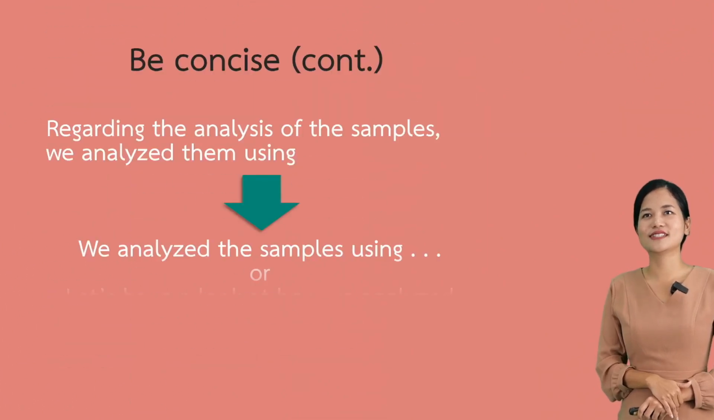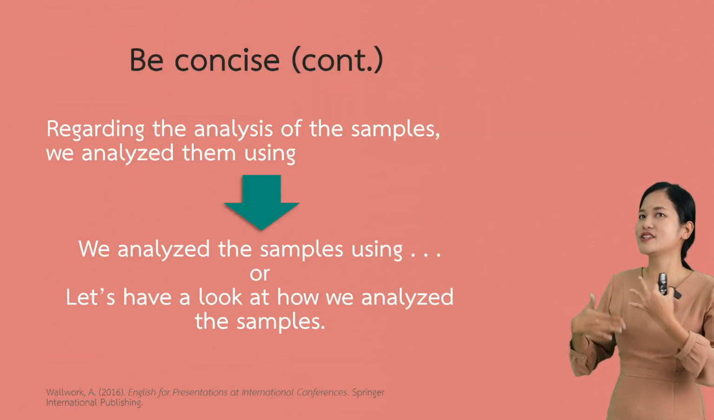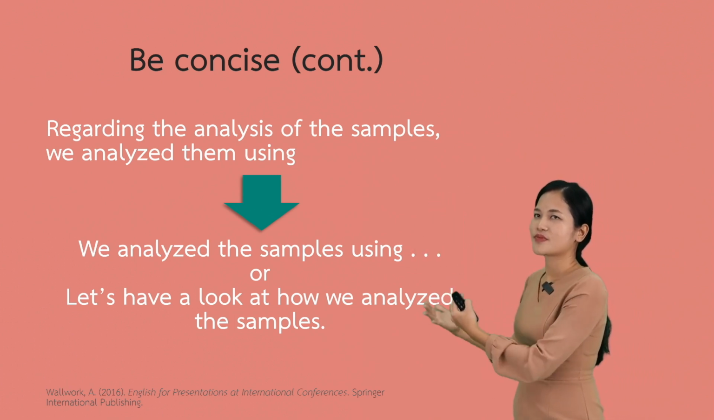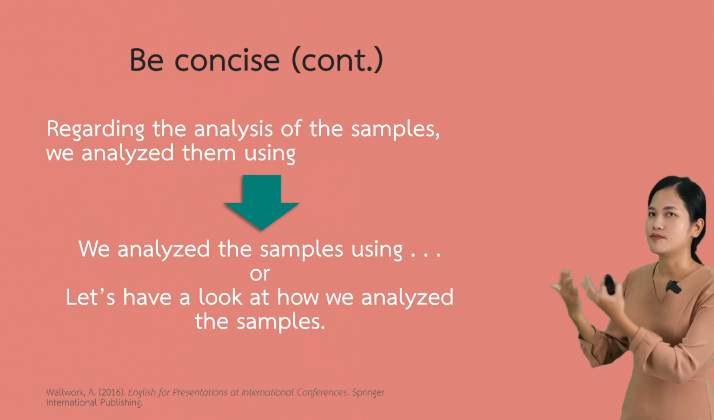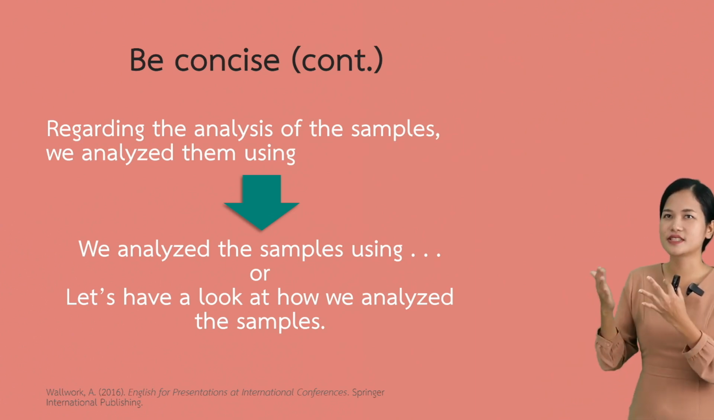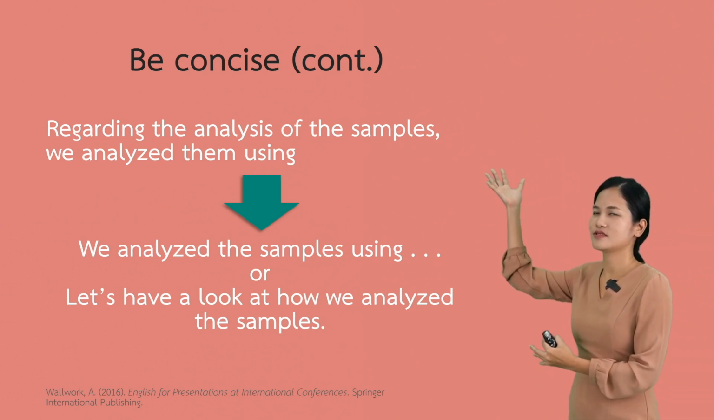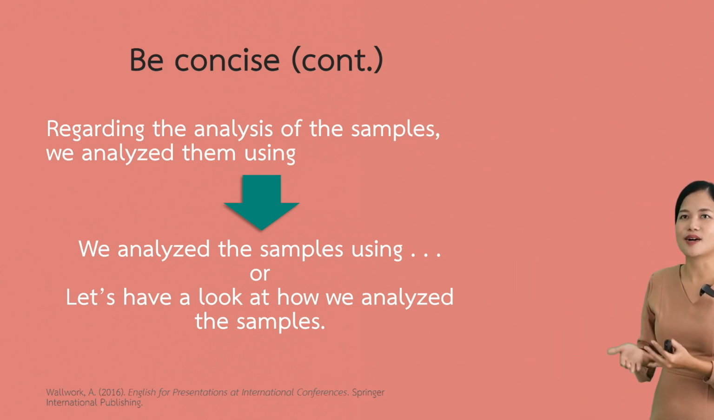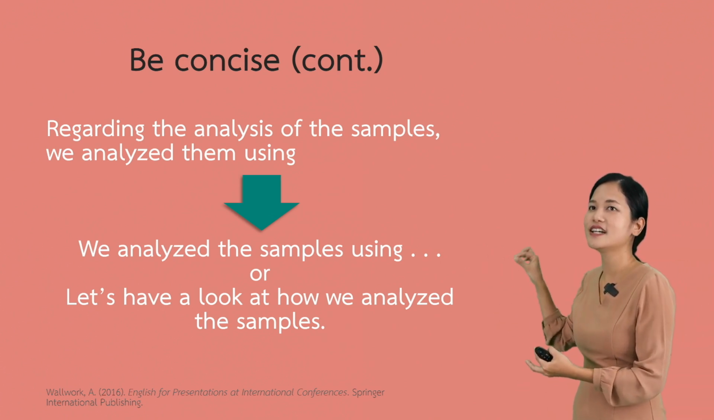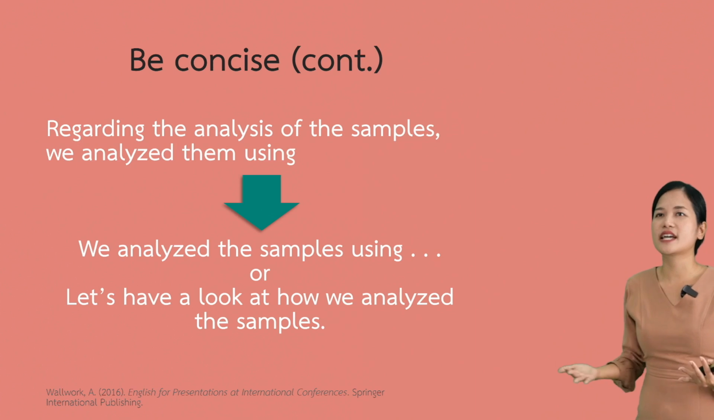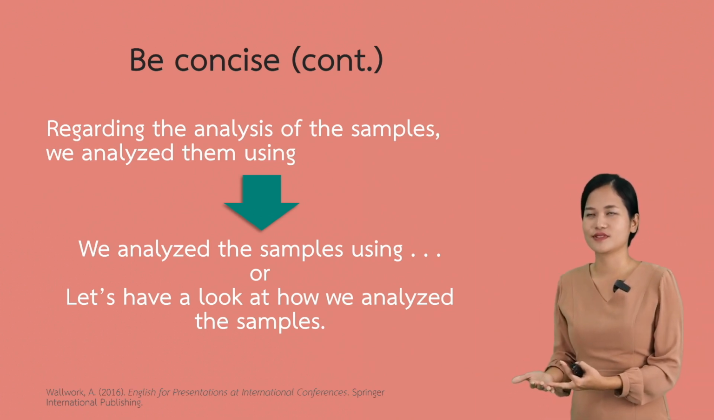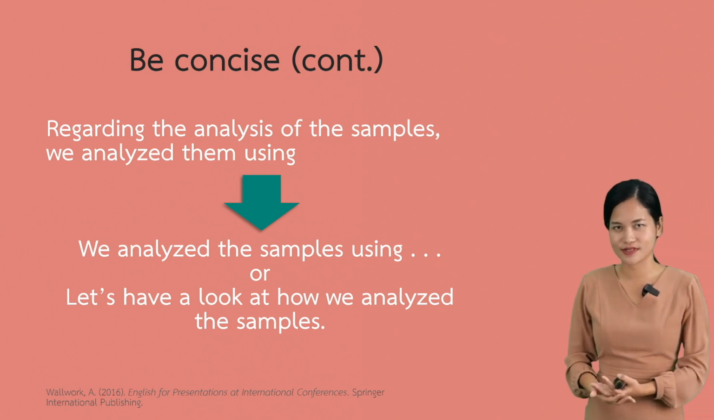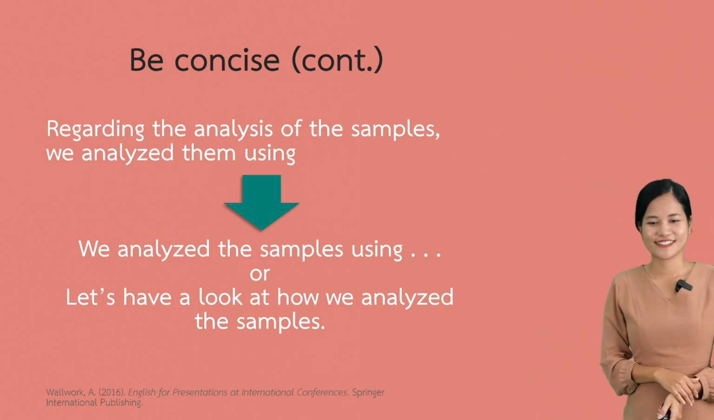How about this one? Still focusing on being concise. Regarding, that means about, right? Regarding the analysis of the samples, we analyze them using, so long. Try to make it shorter. You can say, we analyze the samples using blah, blah, blah. Or let's have a look at how we analyze the samples. Try to make it clear, make it more meaningful, but shorter. Okay?